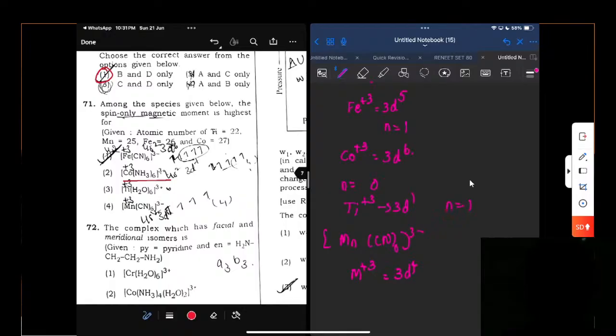Which one will be having the highest value of n? Fourth one, 71. In the fourth one, we have the highest number of unpaired electrons. And when the number of unpaired electrons is higher, the magnetic moment will also be higher for that. Okay, now let's go to the next question.